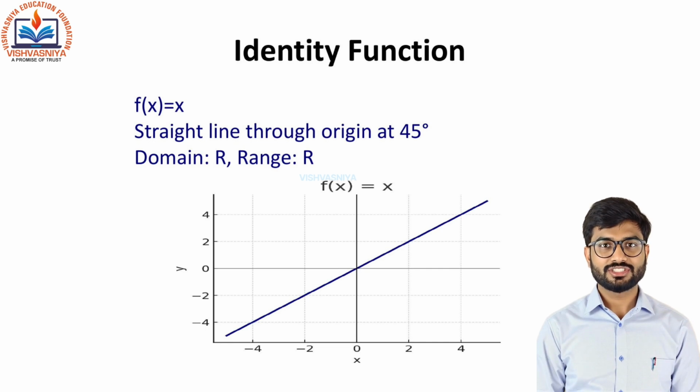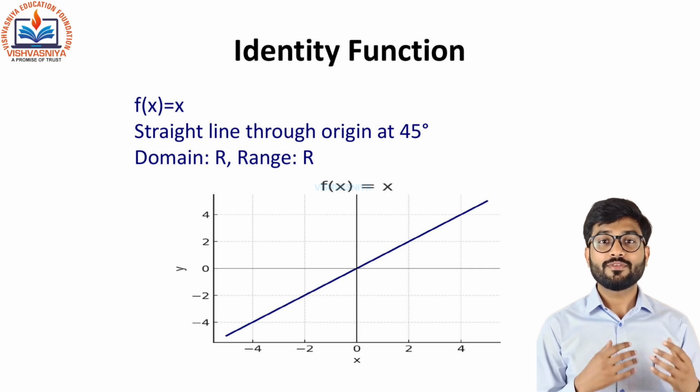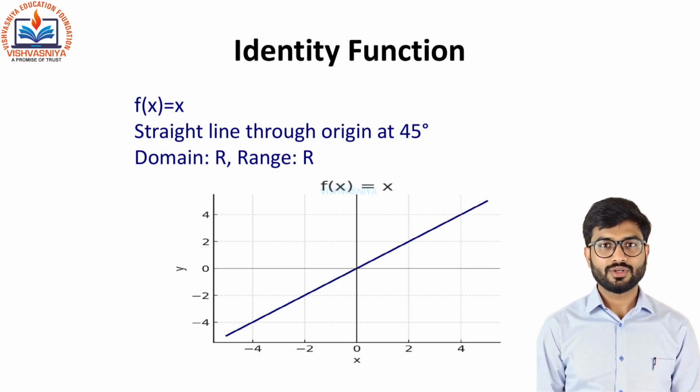In the identity function, every number maps to itself. So f(x) is equal to x. Its graph is a straight line passing through the origin at a 45-degree angle. Domain all real numbers, range all real numbers.